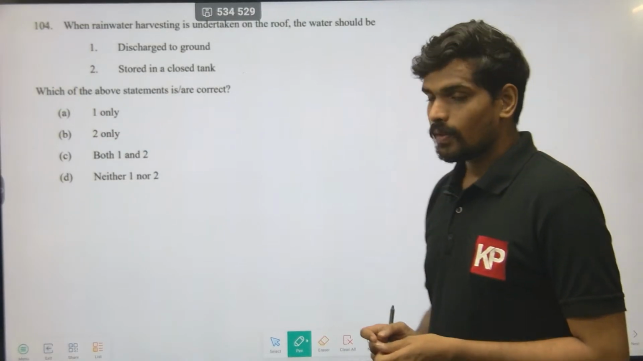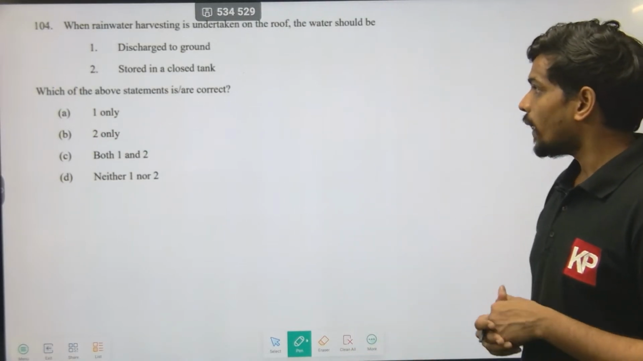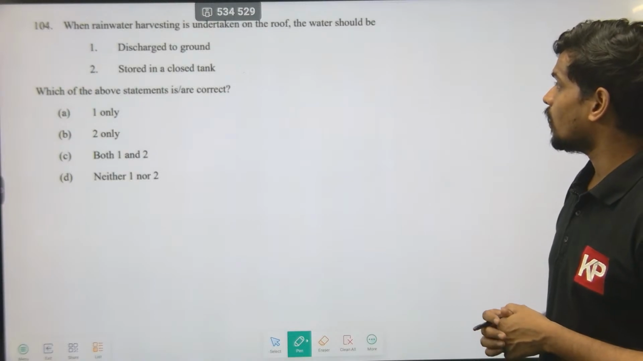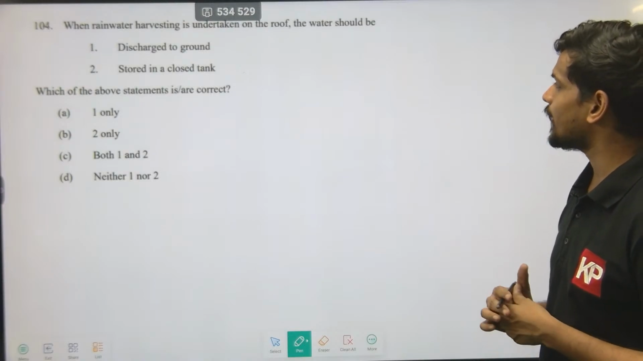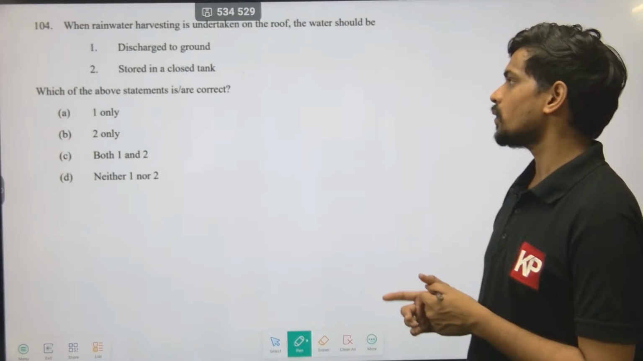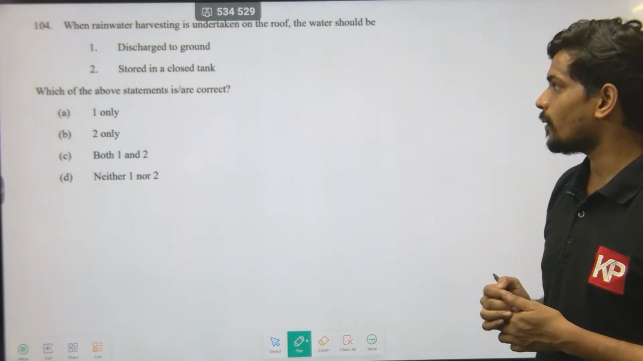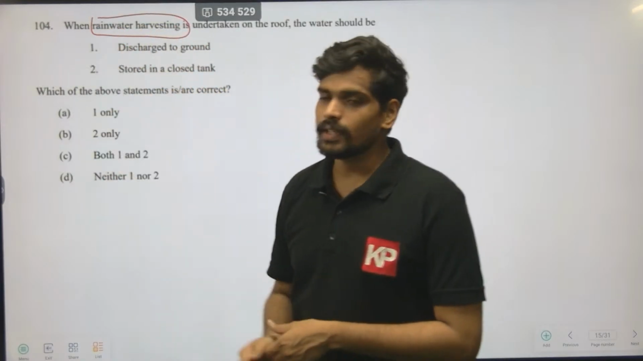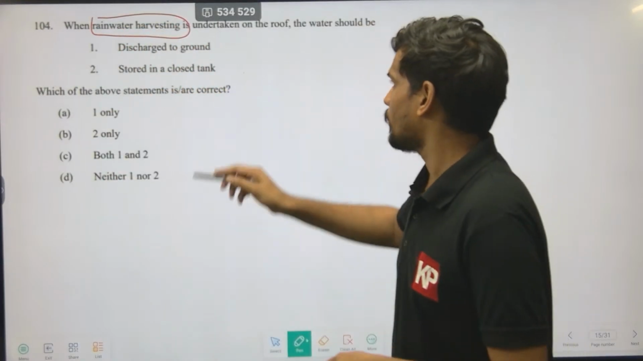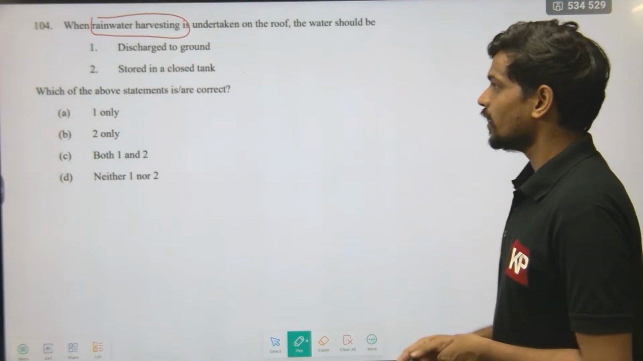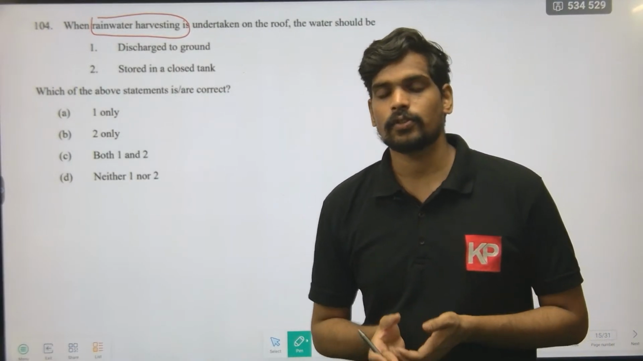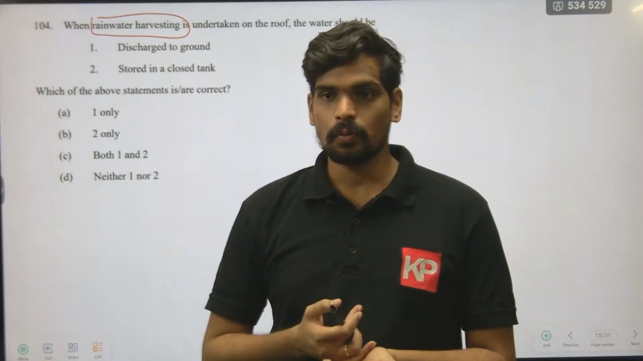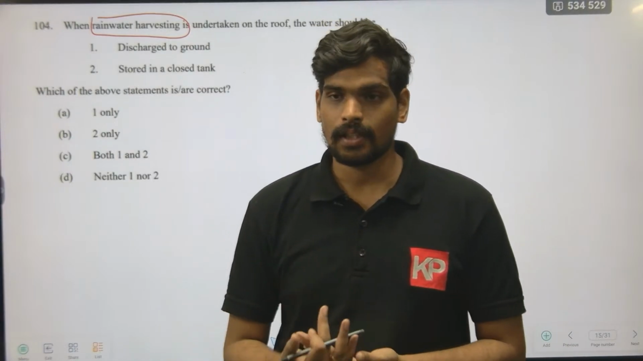Next one, question number 104. When rainwater harvesting is undertaken on the roof, the water should be discharged to ground, stored in a water tank. Which of the above statements is correct? So they're talking about rainwater harvesting. So when rainwater is collected from the rooftop, there are two things which you can do with it. You can either store it in a tank, purify it to the required level and reuse it.